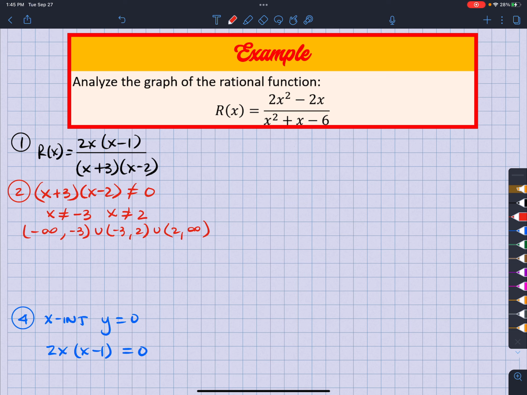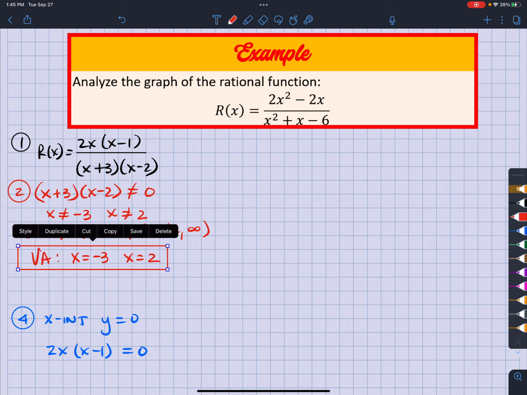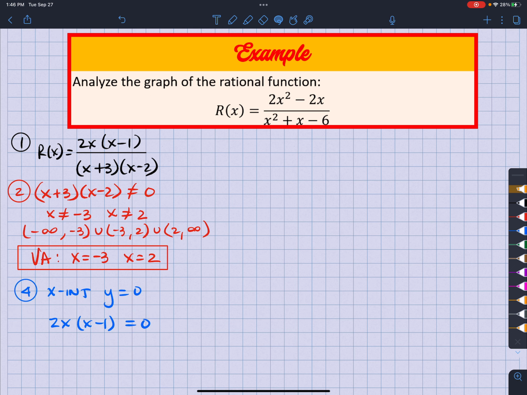Better yet, since nothing cancels here, nothing reduces, nothing goes away, I have a vertical asymptote at x equals negative 3 and x equals 2. That's the reason they're vertical asymptotes: x cannot be those numbers. All right? Step 3 is the lowest term.